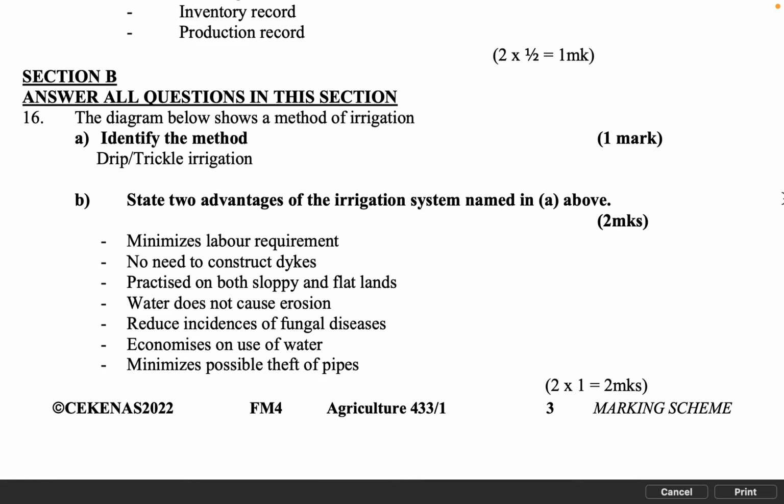2 MKS. Minimizes labor requirement. No need to construct dikes. Practiced on both sloppy and flat lands. Water does not cause erosion. Reduce incidences of fungal diseases. Economizes on use of water. Minimizes possible theft of pipes.